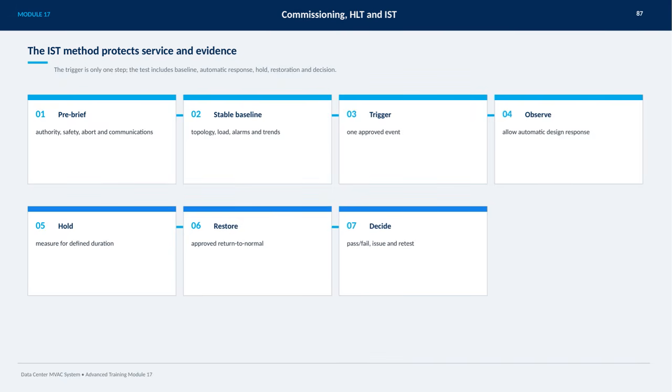We then observe the system, allowing it to respond automatically as designed, followed by holding the response for a defined duration to gather data. After that, we restore the system to an approved normal state. Finally, a decision is made to pass or fail the test, and if necessary, identify issues and schedule retesting. This structured method ensures a thorough and safe validation of system performance.